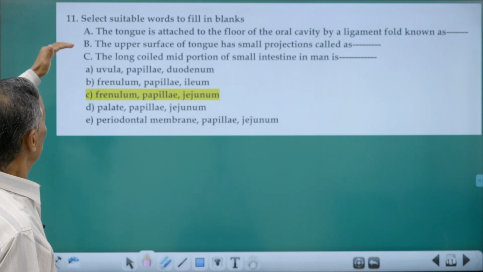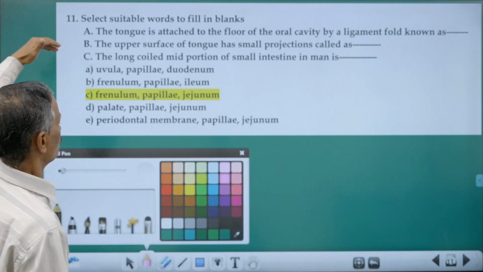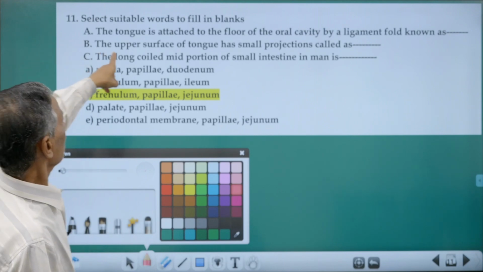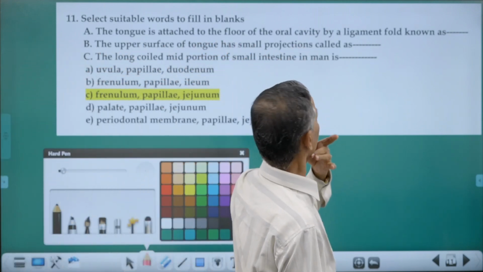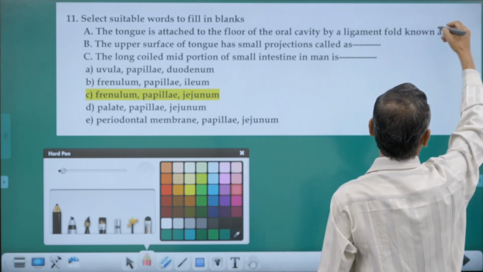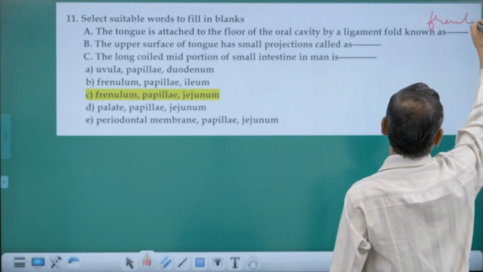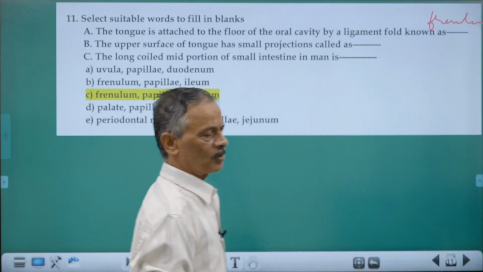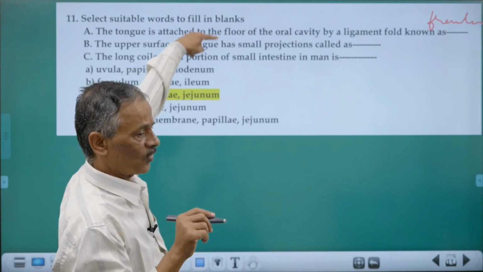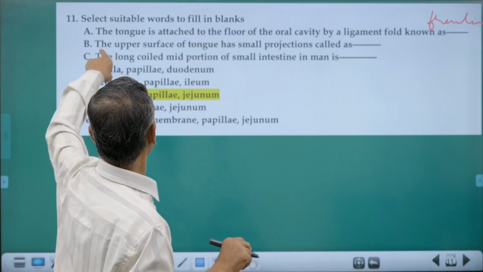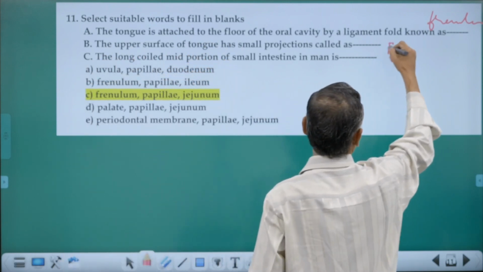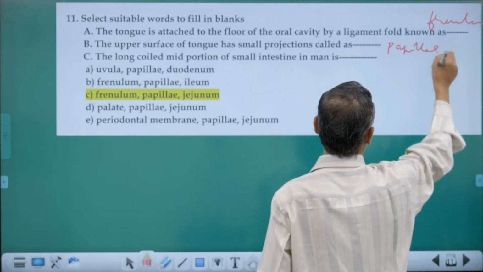Now, we are having another set of questions where we have to select the appropriate word. The tongue is attached to the floor of the oral cavity, that is buccal cavity, by a ligamentous fold called frenulum. So it should be frenulum. Whenever such a fill in the blank question is given, you read the statement and find the answer. Upper surface of the tongue has small projections called papillae. We have discussed it, papillae, which are all sensitive.